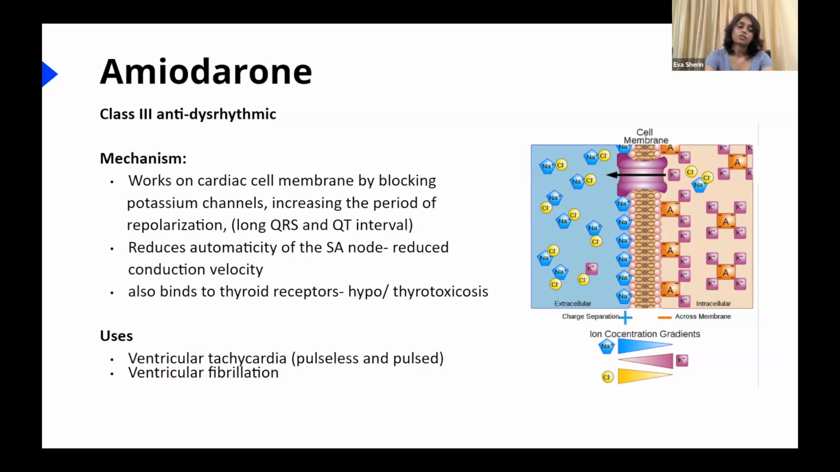Also binds to thyroid receptors. This is because amiodarone in structure is very much similar to thyroxine, and it goes and binds to the thyroid receptors, and thereby can cause hypothyroidism or thyrotoxicosis. Like I said, it reduces the heart rate. So the uses of it mainly are ventricular tachycardia and ventricular fibrillation.